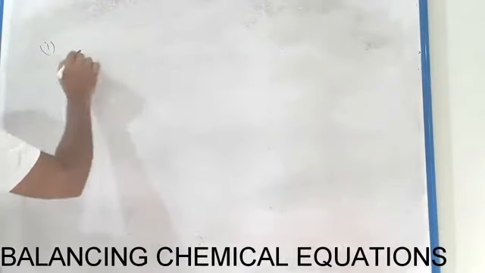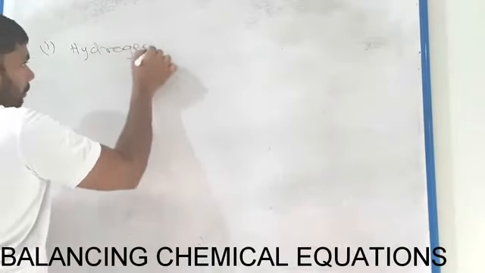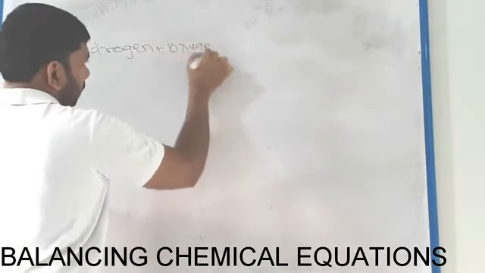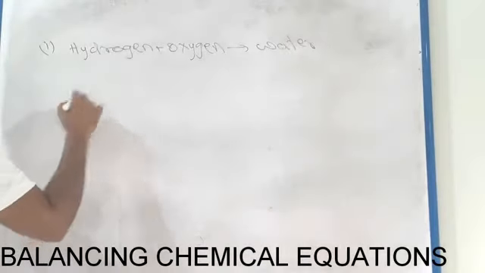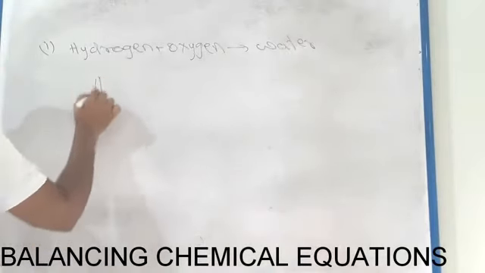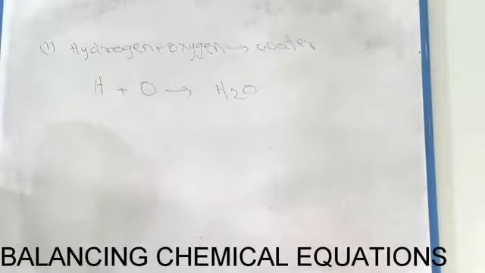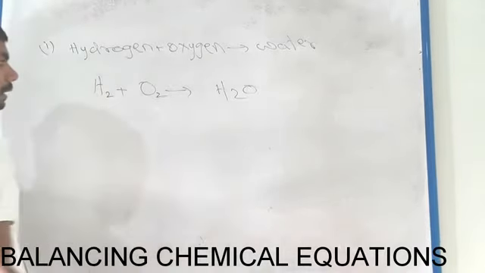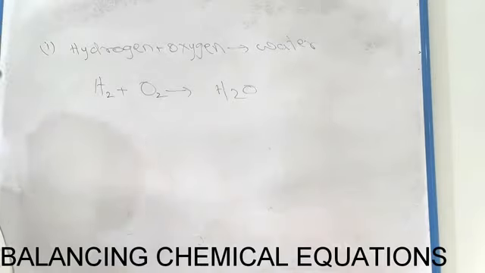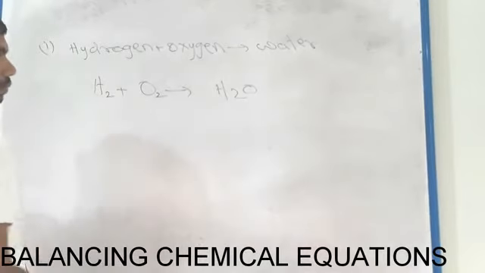So here, hydrogen plus oxygen giving water. What is the formula of water? Water, H2O. Use your periodic table: hydrogen H, oxygen O, water H2O. Clear? But in the beginning I told you about diatomic elements. Hydrogen is a diatomic element, and oxygen is a diatomic element. So here you have to put H2 plus O2 giving H2O.